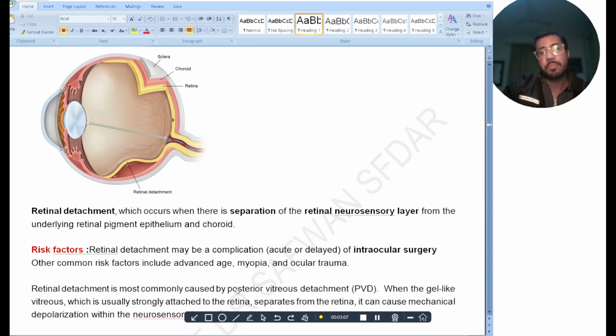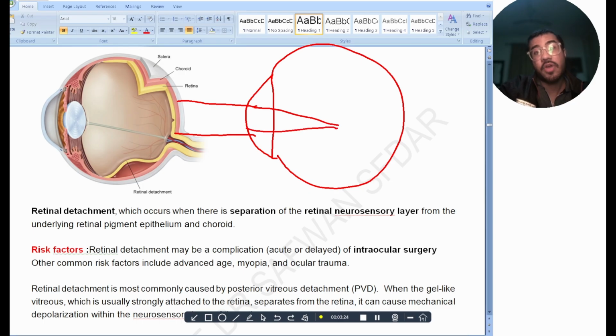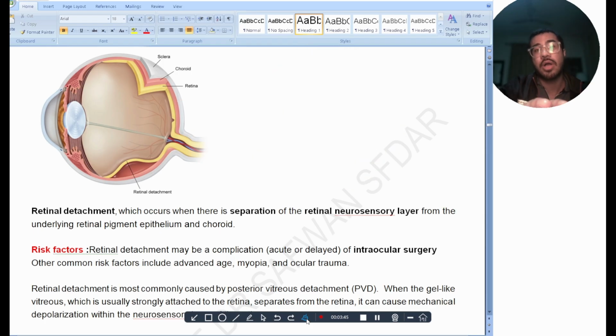So how does myopia cause retinal detachment? Let me draw it right here. This is what happens in myopia. As you know, this is the cornea and this is the rest of the eye. In myopia, the light is focused in front of the retina. What is the reason for the light being focused in front of the retina? Either the axial length of the eyeball is too long, or the convergence power of the cornea is really high due to its congenital shape. So the light gets focused in front of the retina.